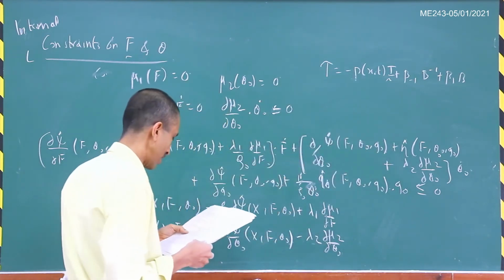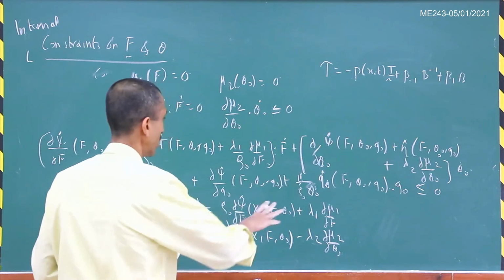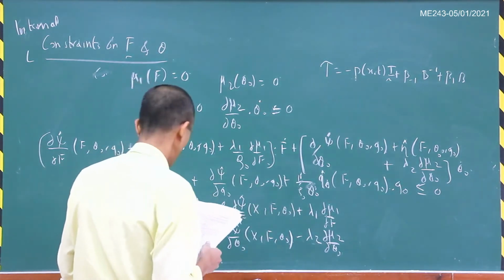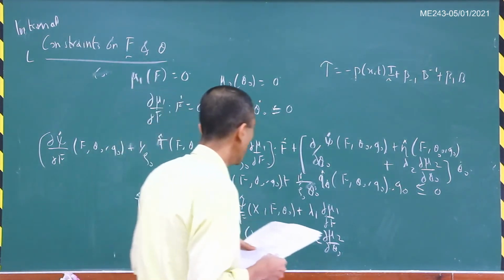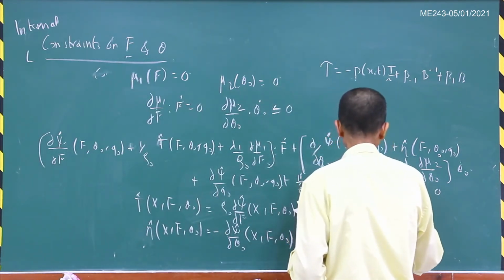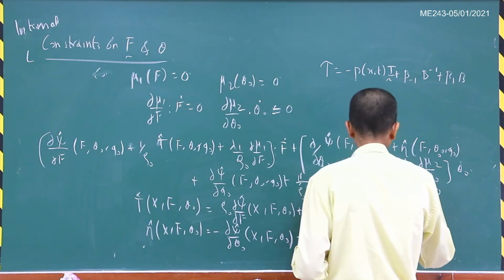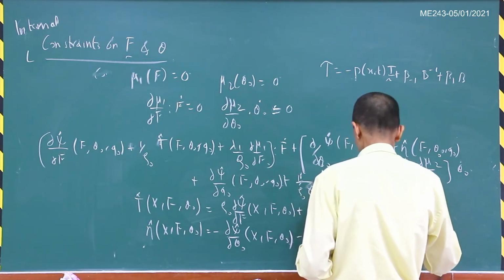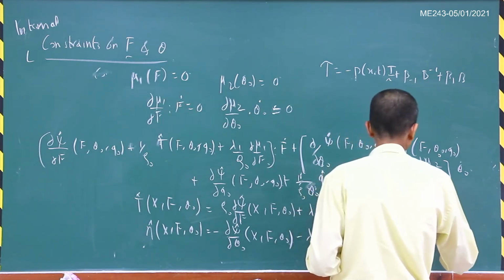But before that, let us just define certain terms here. Let us call this N, which is lambda 1 del mu 1 by del F. This is called the reaction stress.